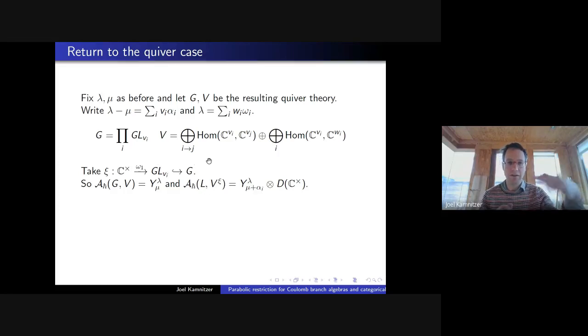Remember, our motivation is to try to explain this functor from modules for Y lambda mu to modules for Y lambda mu plus alpha_i. So there's a fixed choice of this i involved. Here's where we're going to use that i. I look at that copy of GL_{V_i} sitting in G, and I take my cocharacter to be the inclusion of C star into that GL_{V_i}, the omega_1 inclusion. That means I just consider the C star mapping into the top left corner of the matrix.